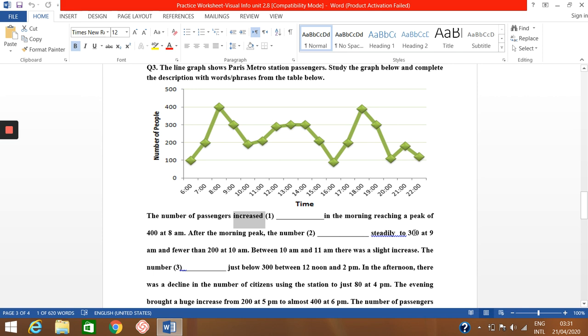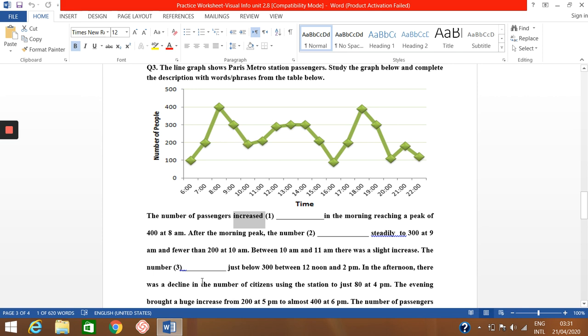You see, decreased steadily to 300 here. Decrease steadily, because if you look at the line, it wanes without fluctuation. So this is why we use steadily as an adverb here. So decrease steadily to 300 at 9, and fewer than 200 at 10 a.m. Yes, 10 a.m. fewer than 200. Yes, because this one should be lower than the line here.